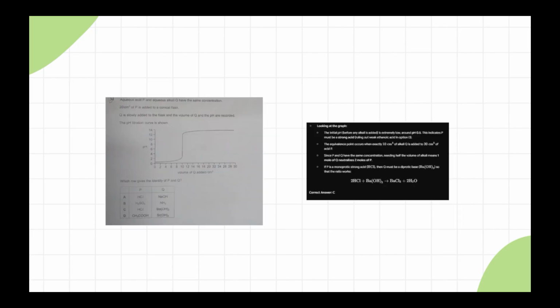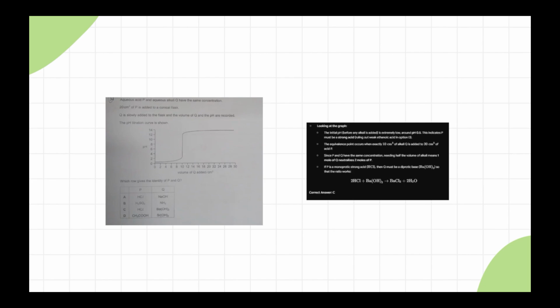Acid P and aqueous alkali Q have the same concentration. 20 cm³ of P is added to a conical flask. Q is slowly added to the flask, and the volume of Q and the pH are recorded. The pH titration curve is shown. Which row gives the identities of P and Q? Looking at the graph, the initial pH before any alkali is added is extremely low, around pH 0.5. This indicates P must be a strong acid.